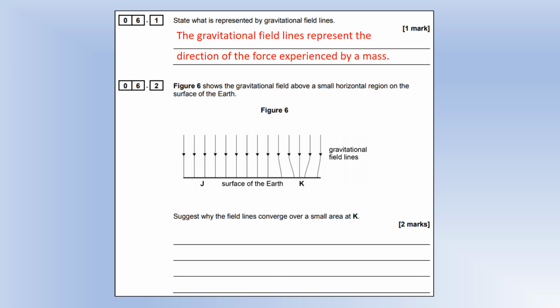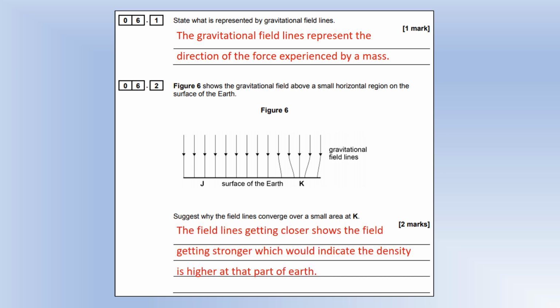So we've got the gravitational field above a small region on Earth. Suggest why the field lines converge over a small area at K. So if the field lines are closer together, that means the field is slightly stronger at that point. So the reason I've come up for that would be that we've got a slightly higher density at that particular point on the Earth. Maybe the materials that are making up at that point are slightly more dense.